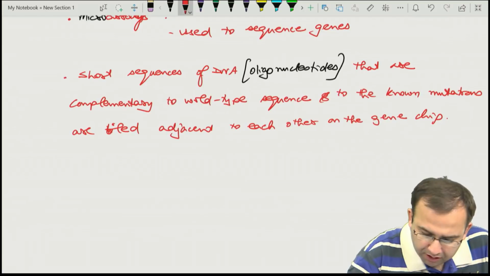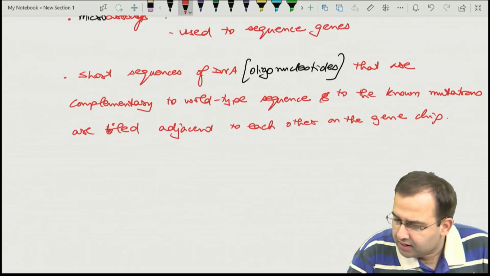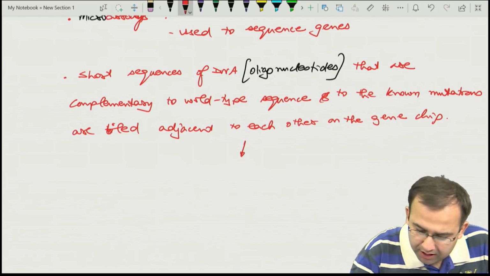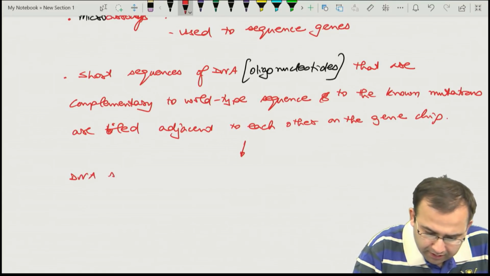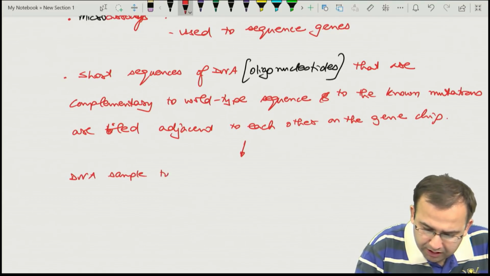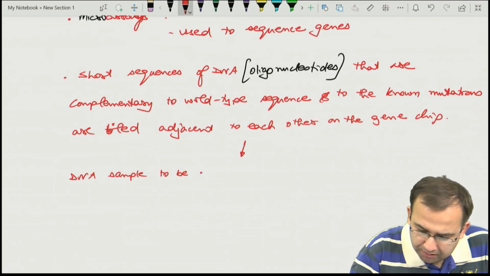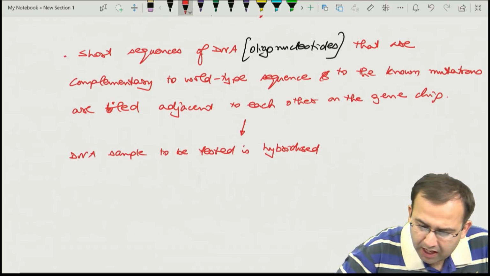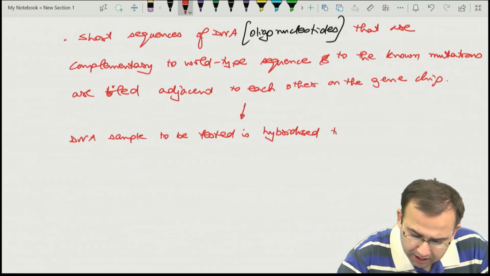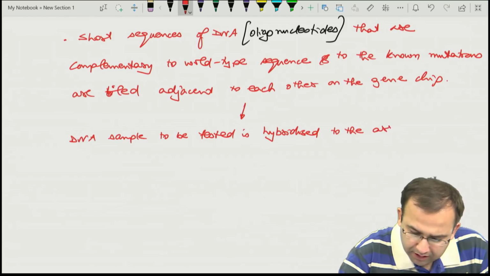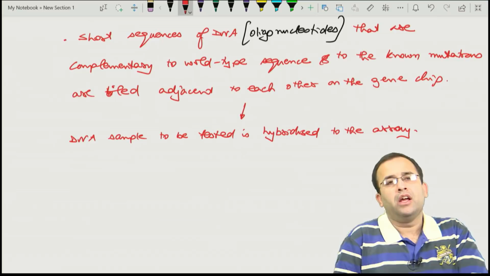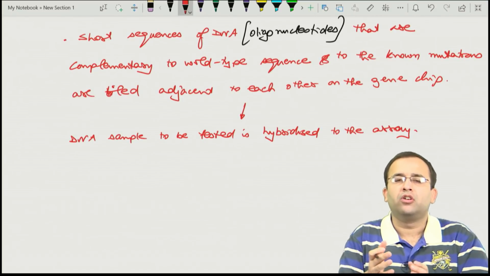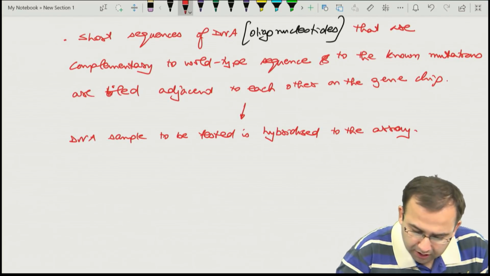Next point, the DNA sample to be tested is hybridized to the array. Next point, if the sample is mutated, the complement will get hybridized to the mutant DNA.